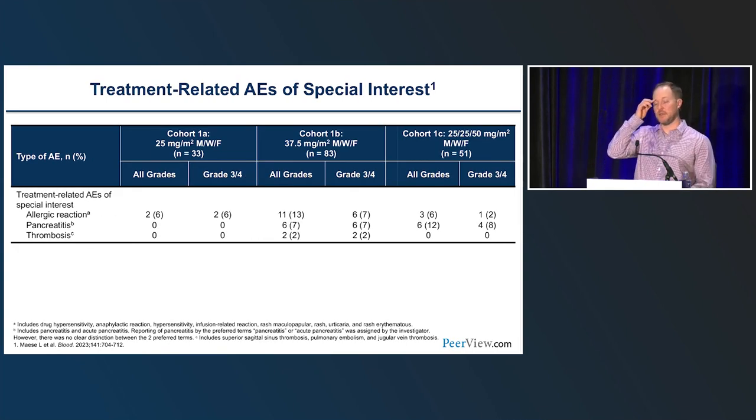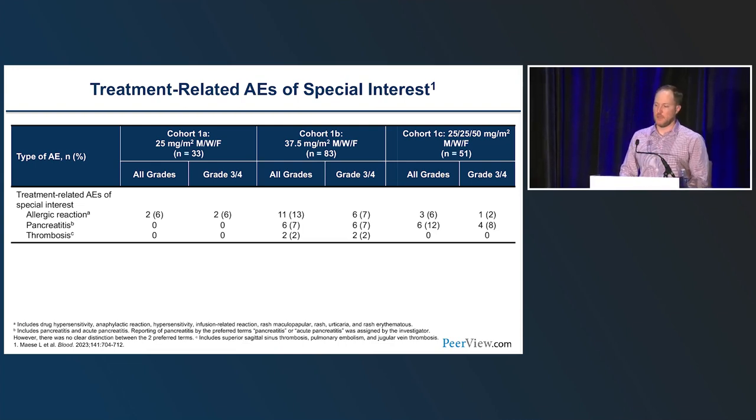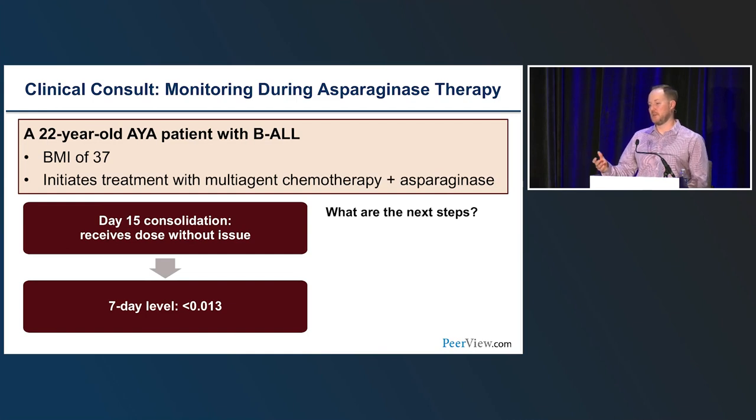We spent a specific amount of time looking at special interest AEs, and these include some of the stuff that Rachel did talk about. And we'll talk a little bit about these two as well. If you see, we did have some patients have hypersensitivity, but not an extremely high number. We did see some patients with pancreatitis, and the thrombosis burden for the patients was rather low in this cohort of patients. And so when we think about monitoring these patients who are getting asparaginase therapies, now switching gears a little bit, we have the AYA patient.